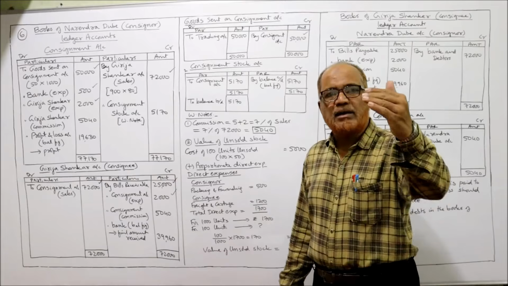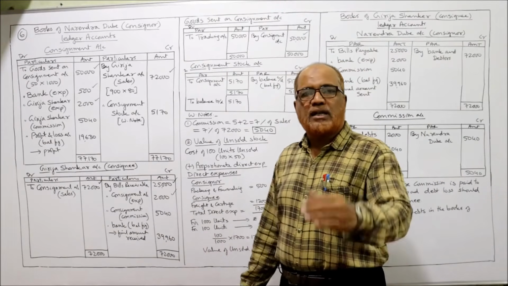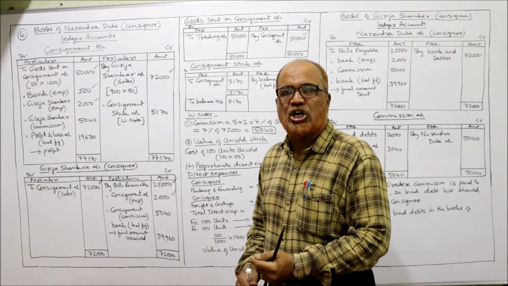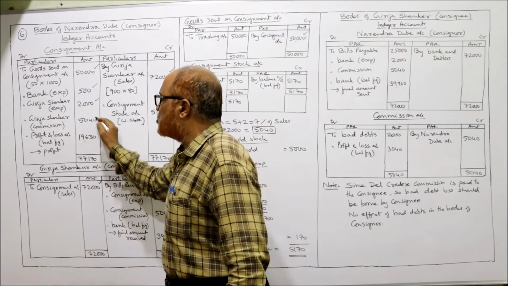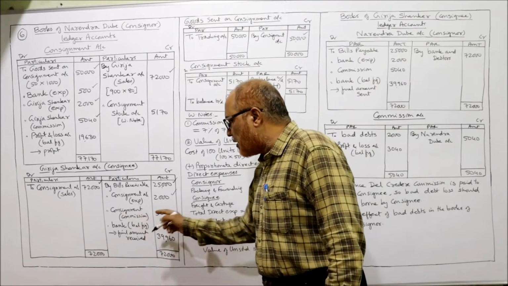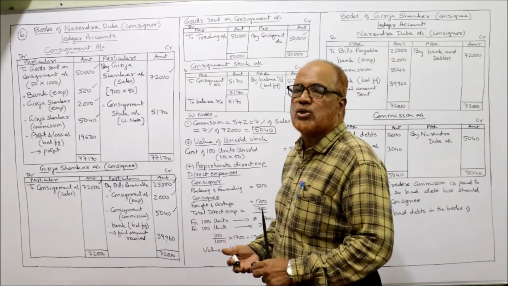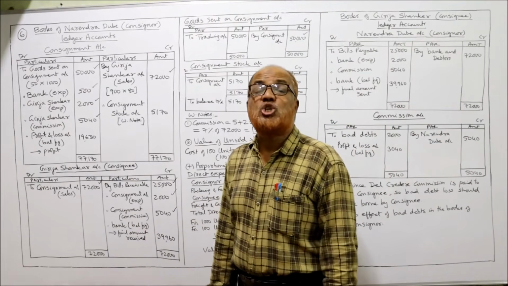So normal entry, consignment account debit to consignee account. Who is the consignee? Girija Shankar. So consignment account debit to Girija Shankar 5,040. So consignment account debit side to Girija Shankar commission 5,040. Girija Shankar credited by consignment commission 5,040. That's all. The next entry will be consignment stock.